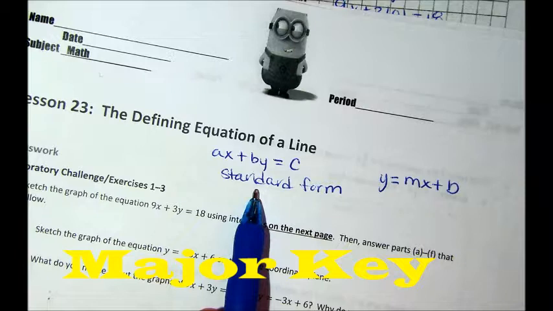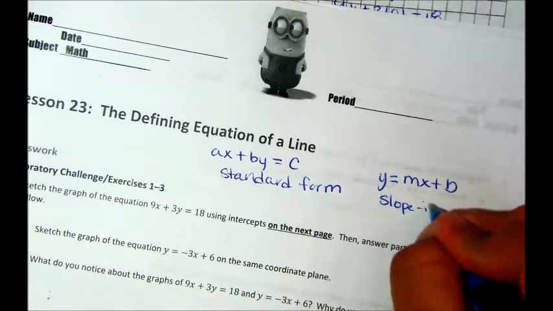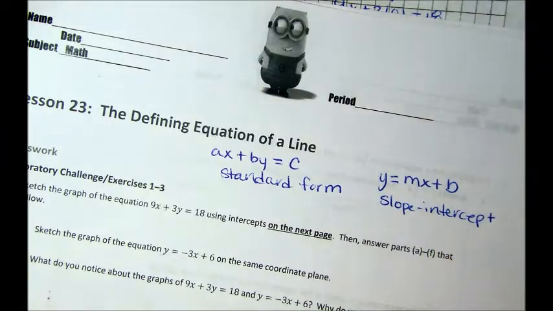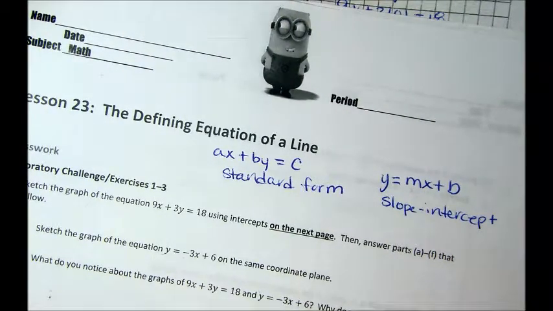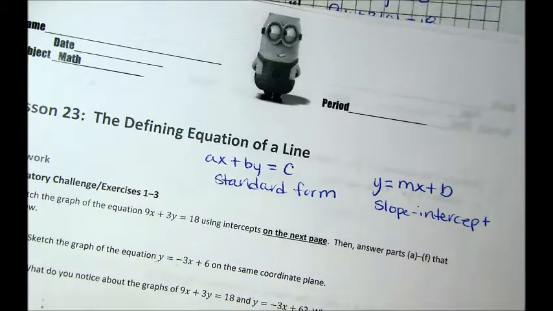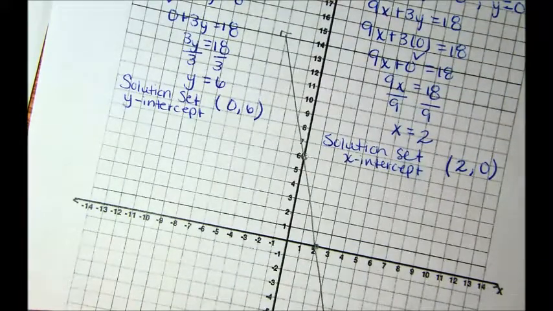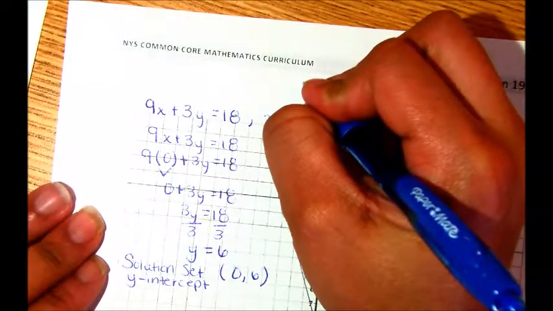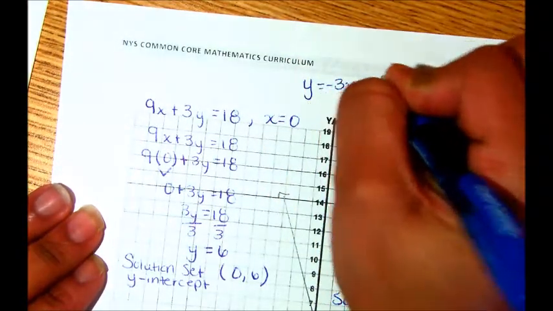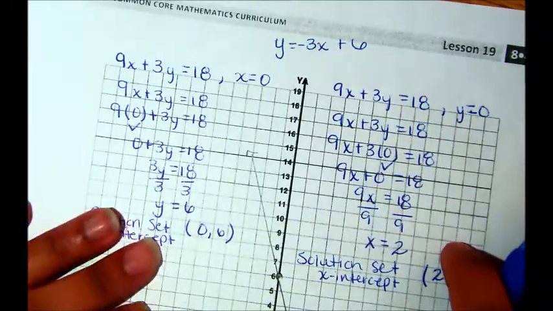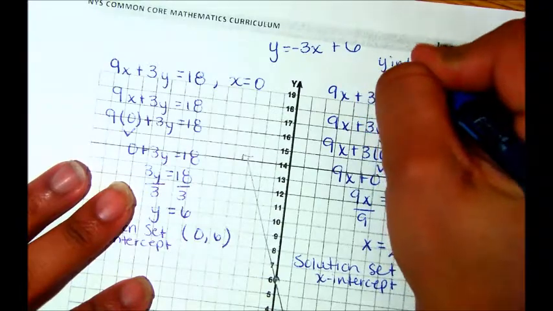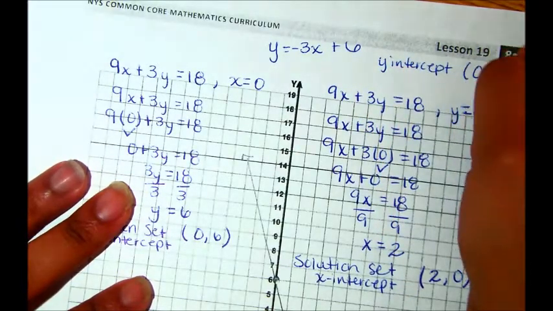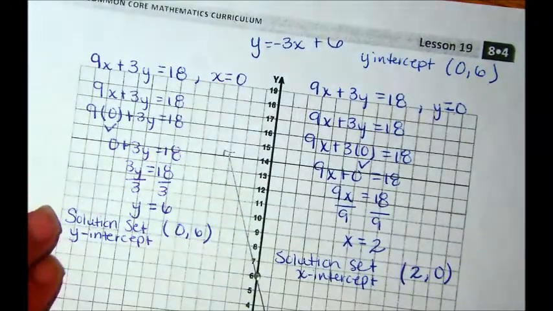If I have been given an equation in slope-intercept form, I have already been given all of the information I need to begin graphing. I'm going to start by plotting my first known point, which is my slope intercept. And I know particularly from this equation, I'm going to write it up here at the top of the page. The equation we're working with is y equals negative 3x plus 6. I know my y-intercept is (0, 6), so I'm going to go to (0, 6).